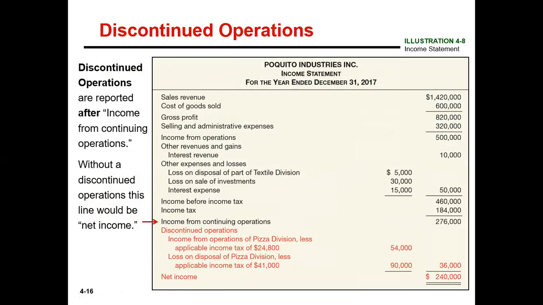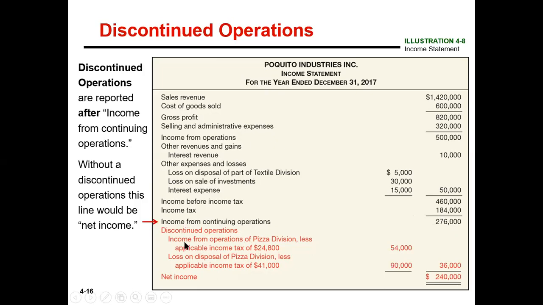If we did not have discontinued operations, just like it shows here, this would be net income. That red arrow that you see there would just say net income. But we have discontinued operations, so instead we call it income from continuing operations, 276,000, minus discontinued operations.